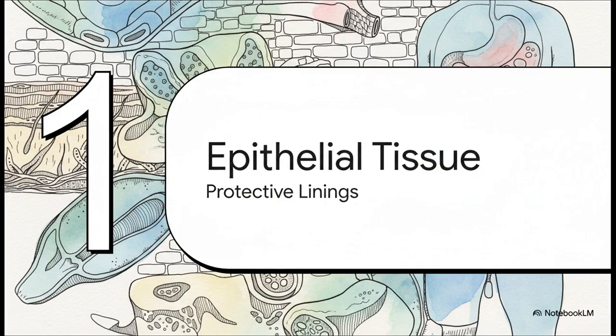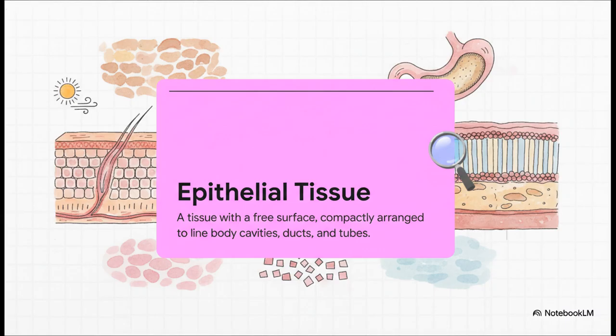Okay, so let's dive into the first of the four major tissue types that make this whole thing possible. We're starting with epithelial tissue. The easiest way to think about it is like the body's wallpaper. It literally covers and lines everything, inside and out. So here's the key thing you need to know. Epithelial tissue always has a free surface.